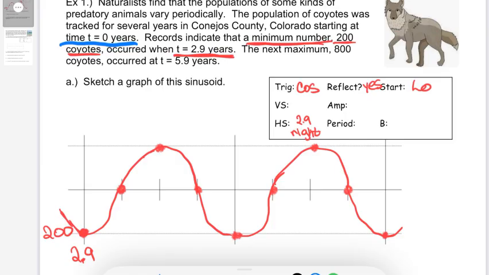So the next thing we know is that we have a maximum, the next maximum. After this minimum of 200, the next maximum is 800 coyotes, and that occurred at t equaling 5.9 years. So our maximum, 800, tells us the top. And then that occurred at time 5.9. So this critical point is at 5.9. Now, this is enough to write the equation for this graph.